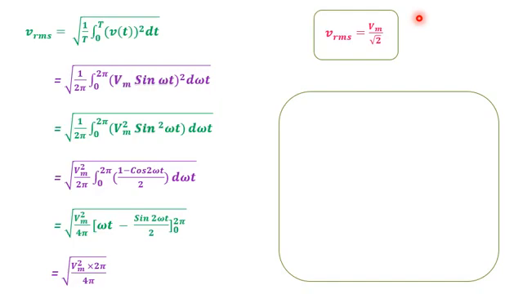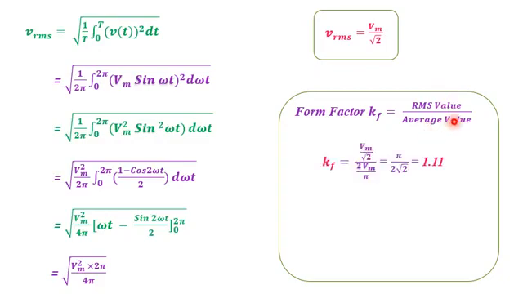Now we need to find the form factor and peak factor. Form factor is equal to RMS value by average value. Substituting, we get 1.11. Here we can say that the form factor does not depend upon the magnitude of your sine wave. It is always a constant, equal to pi by 2 root 2.